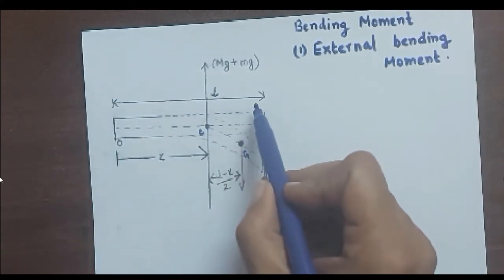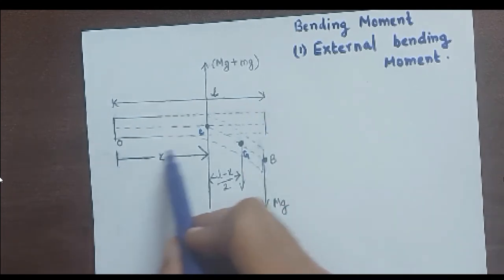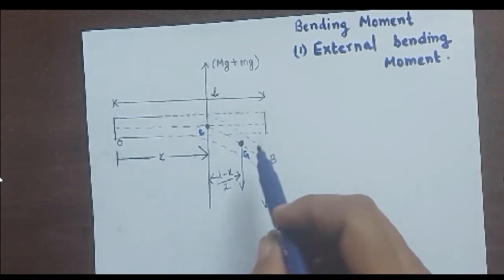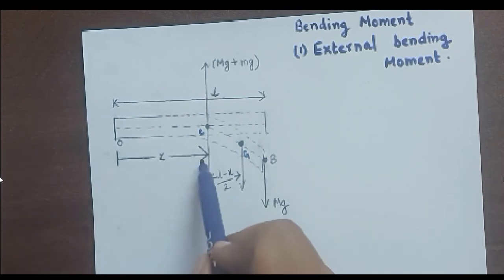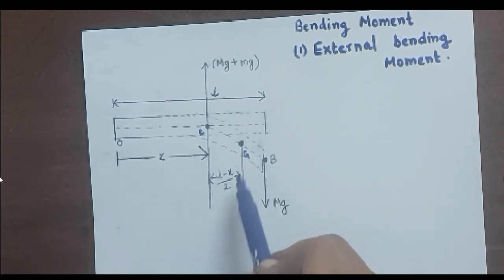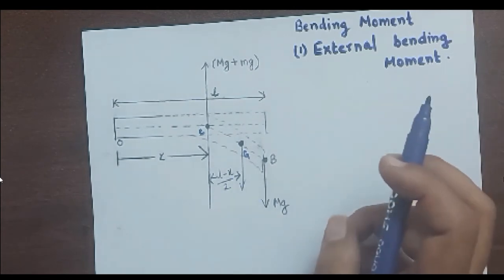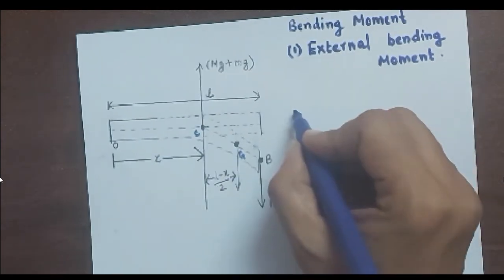L is the total length of the cantilever. This is at a distance x. C is the center, G is the center of gravity, and from here to C it is x, and from here to G it is (L minus x) upon 2. We will write everything.